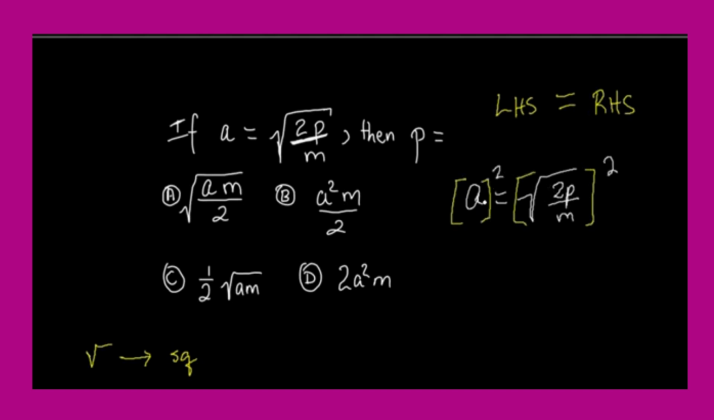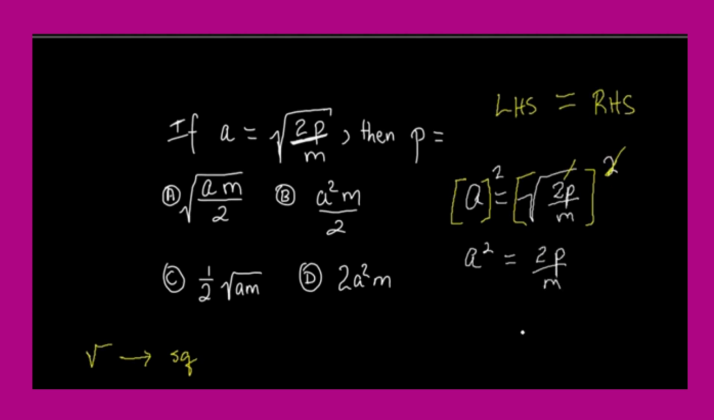Now what happens here is that a gets squared, so we have a squared, and the square root is cancelled out by the square. So this square cancels out with the square root, leaving me with what? With just the 2p over m.